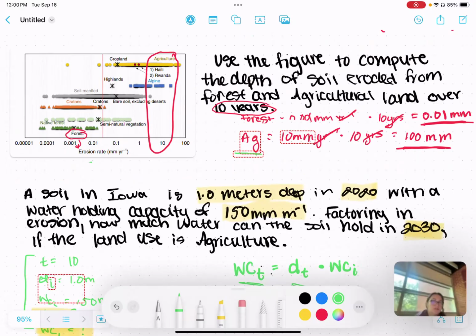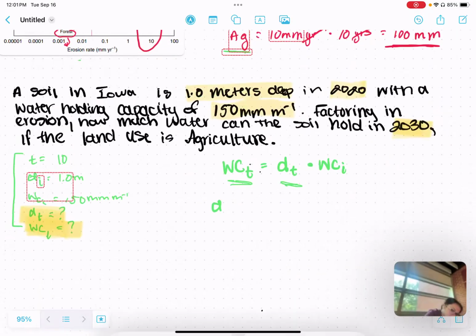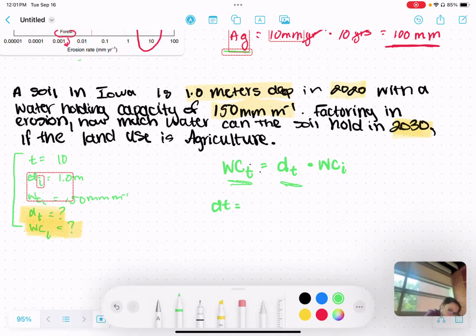So let's go back down here and try to figure out what dt is. So dt is going to be equal to whatever 100 millimeters is in meters. So let's go ahead and do that. If we currently have 1 meter, and we're losing 100 millimeters, how many millimeters are in a meter? Let's stop and think about that first, because we need to make sure we're in the same units when we subtract.